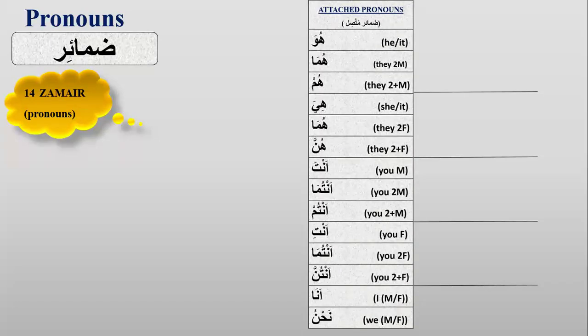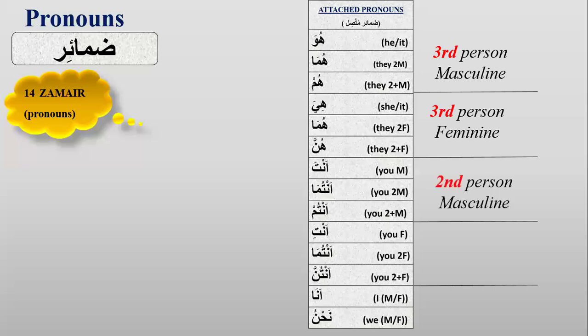So you can take the list. Third person masculine: huwa, huma, hum. Third person feminine: hiya, huma, hunna. Second person masculine: anta, antuma, antum. Second person feminine: anti, antuma, antunna. First person masculine or feminine: ana, nahnu.